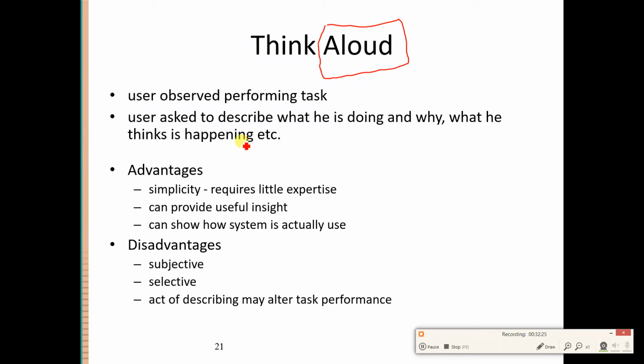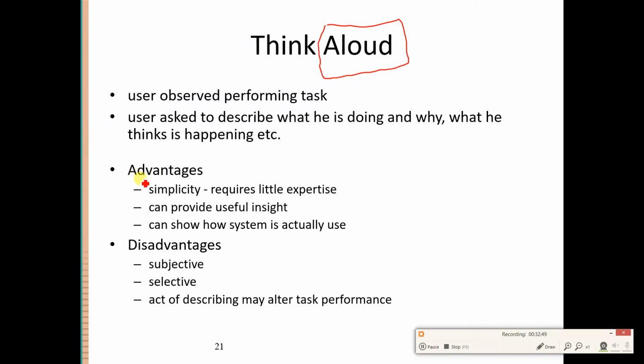So when the user is using the system, he is not using the system quietly. He has to describe what task he is doing, why he is doing this task, and what he thinks while he is using the system and doing this task. When the user talks about these things, we observe this.